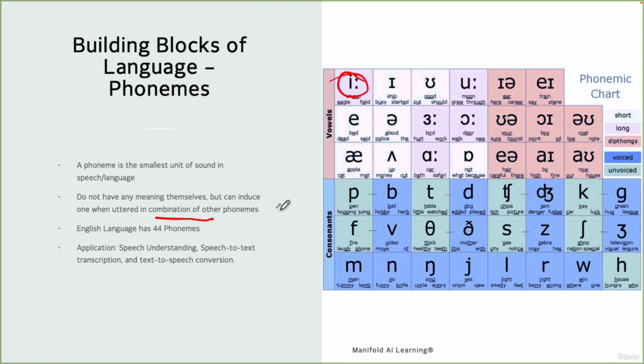For example, sheep. Now talking about the English language, we have got 44 phonemes. Here, the applications of phonemes are in speech understanding, speech to text transcription, and text to speech conversion. So whenever I'm building applications related to these, I will be interested in the phonemes block of a language.